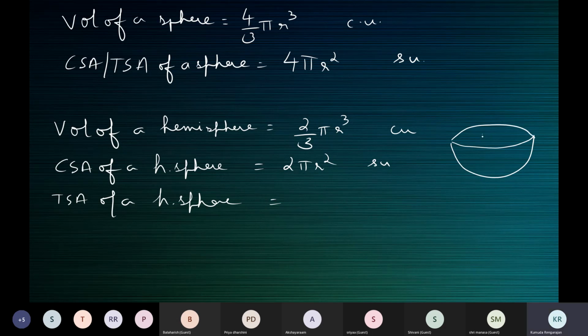For the hemisphere, the area of the circle here is pi r squared. The curved surface area is 2 pi r squared. TSA is the CSA plus the area of the circle on the top. So 2 pi r squared plus pi r squared, 3 pi r squared, square units.